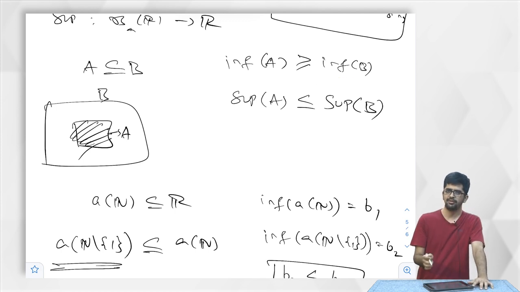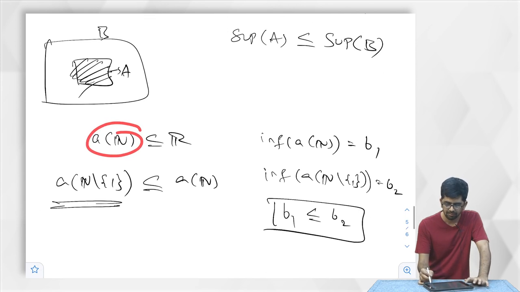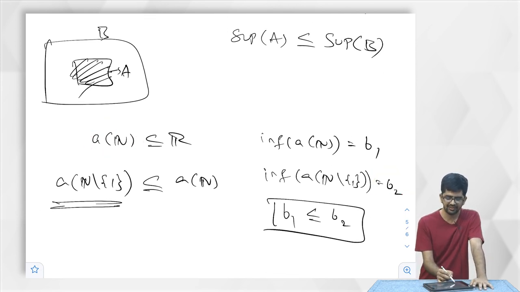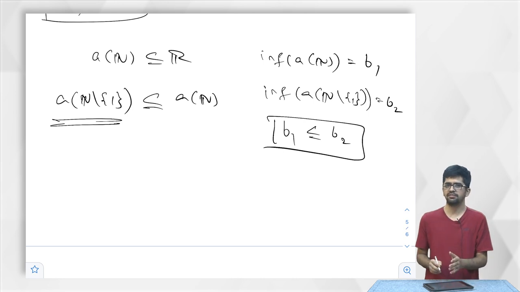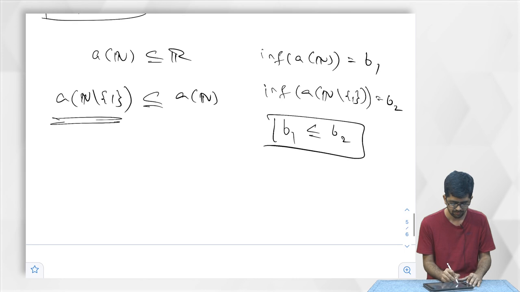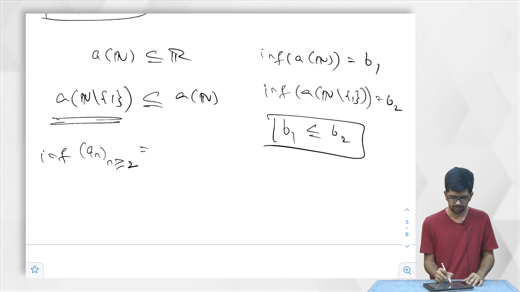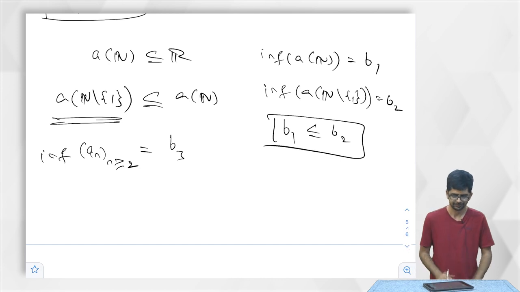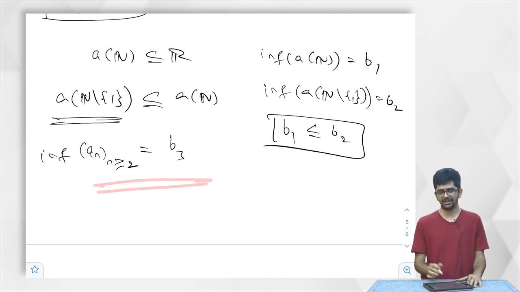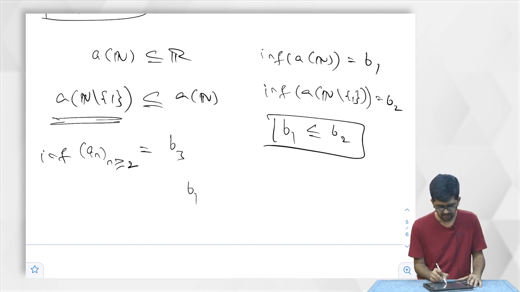B1 was the infimum of the whole image of An. B2 is the infimum of the image of the sequence except the first element. One can proceed in this way further. One can remove the first two elements. In the sense, one can take the sequence An, n greater than or equal to 2, and take the infimum of this. We'll write this as B3. I am removing one element, and this notation I am writing as 2. If I am removing 2, I should write 3, right? See, this is only an index; it should not really mean anything. Nice. So, in this way, we are able to produce a sequence B1 less than or equal to B2 less than or equal to B3, and so on.